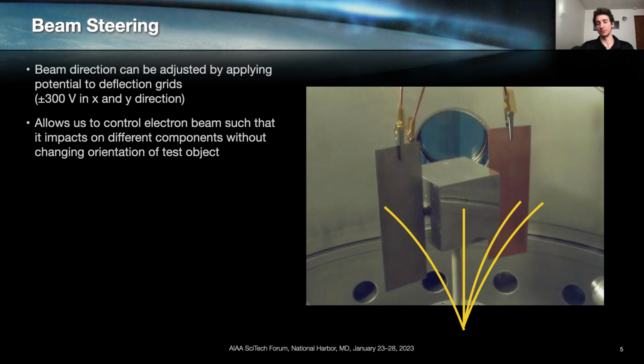Another note on the experimental setup is the beam steering. Our electron gun is capable of steering the beam, and that allows us to essentially deflect the beam in a way that we can hit different components of that target object without changing the orientation of the target object.